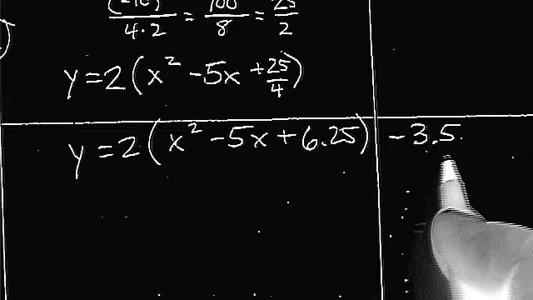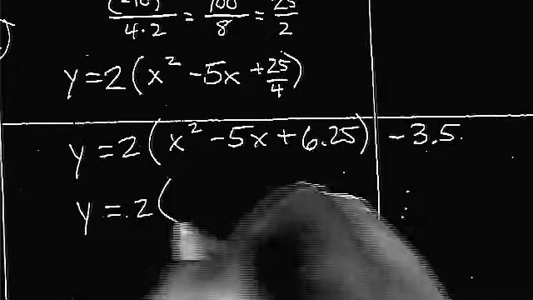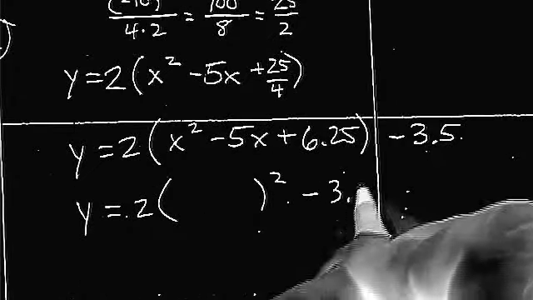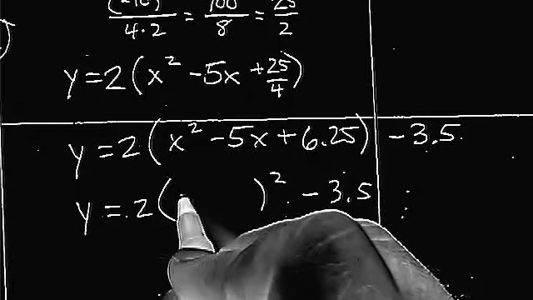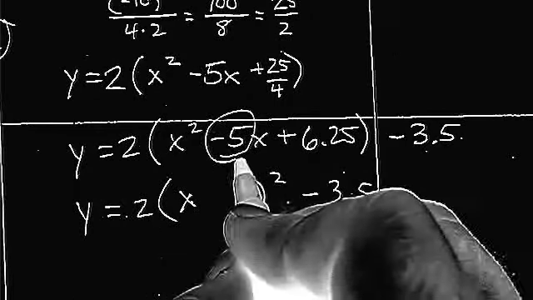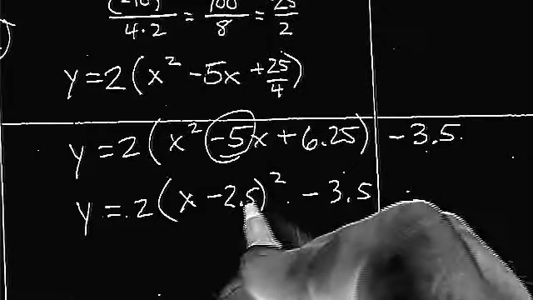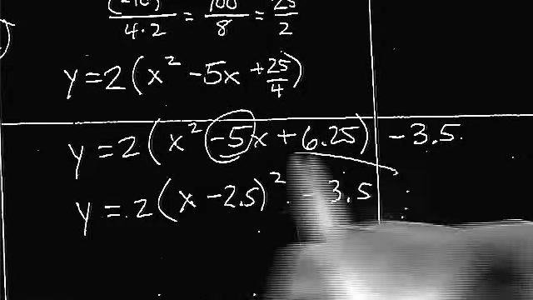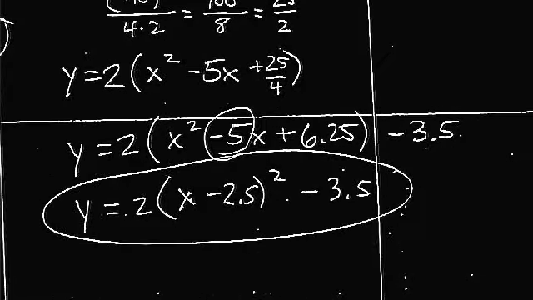And then I need to collapse this down. y equals 2 something squared minus 3 1/2. Well, remember, it's the square root and half of this number. There it is, vertex form.